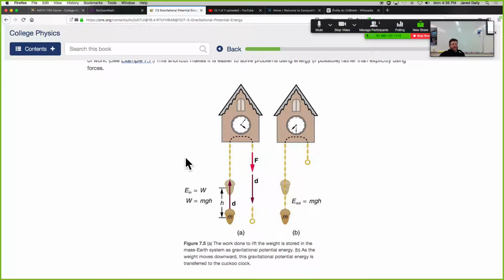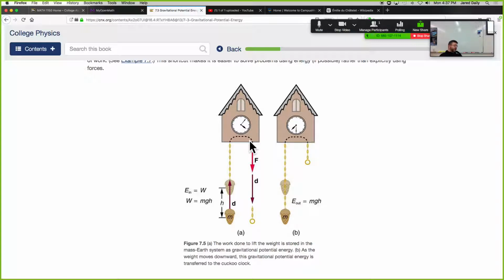So the cuckoo clock is a classic example. On the cuckoo clock you have this mass, and it goes up on this chain through the clock, and inside the clock it's connected to some wheels and cogs and other things so that it makes things turn inside the clock as gravity pulls it down. Gravity is pulling on this weight and pulls it down through the day, and it turns the wheels in the clock, and that's what makes the cuckoo clock go.